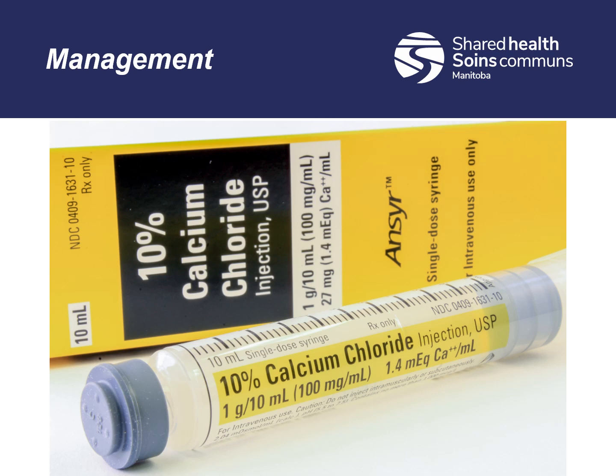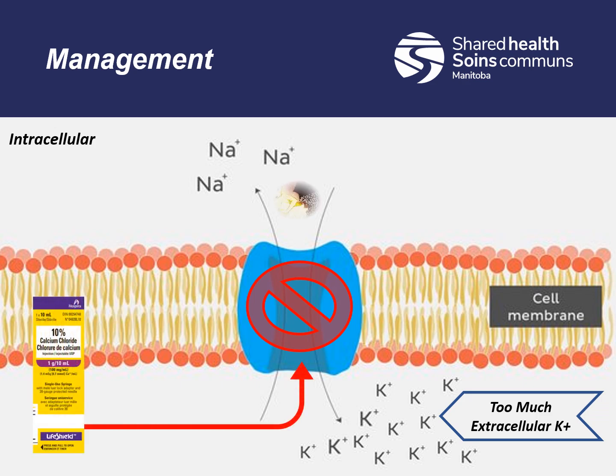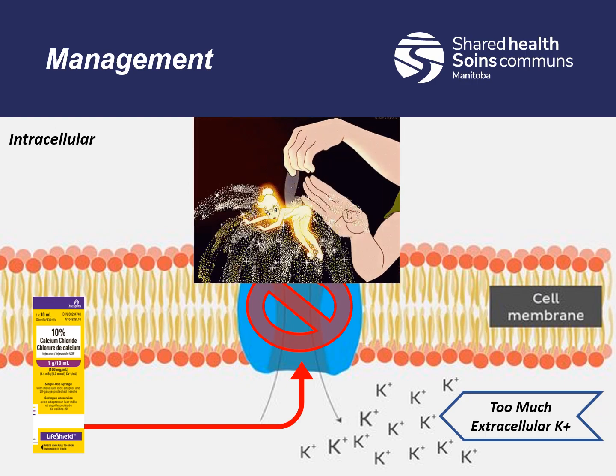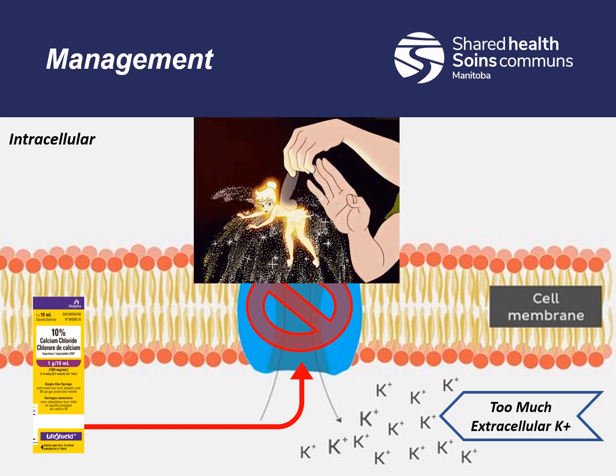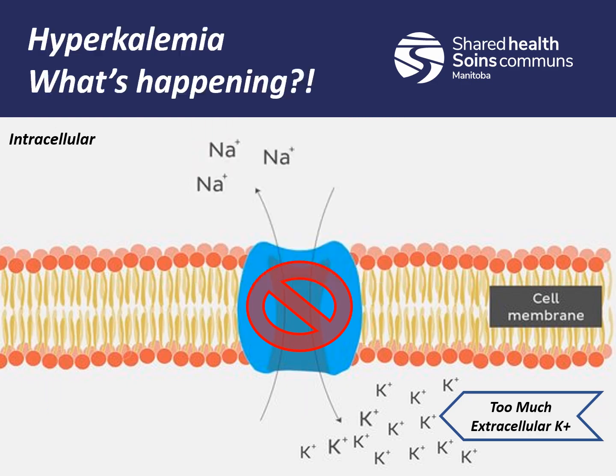In hyperkalemia, administration of calcium chloride helps restore the threshold potential and resting membrane potential. So referring back to that inactive sodium-potassium pump, which is preventing movement of potassium to return to the intracellular space, we add calcium chloride. Administration of calcium chloride helps restore threshold potential and resting membrane potential and allows that pump to start working again.